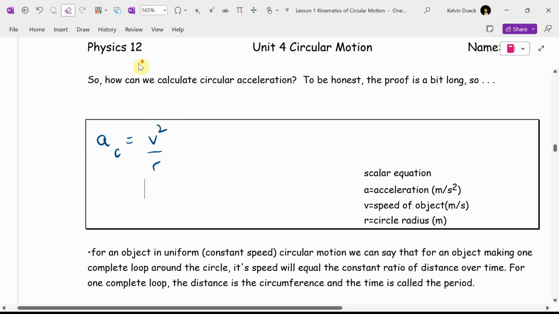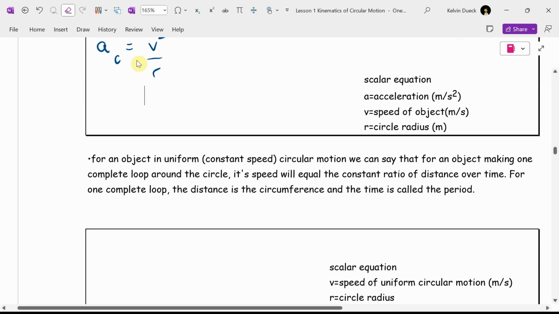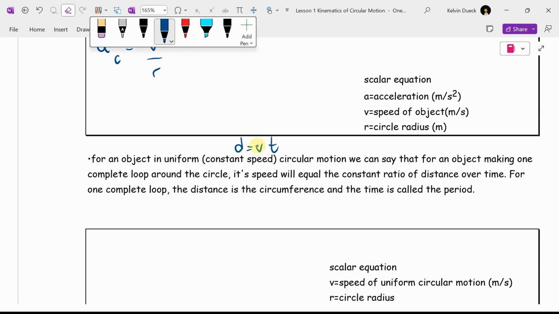For an object that's moving in uniform or constant speed circular motion, we can come up with an equation for V. First of all, if there's no acceleration changing speed, if acceleration is only changing direction, then d equals vt plus a half at squared just becomes d equals vt. Okay, so get the v by itself.